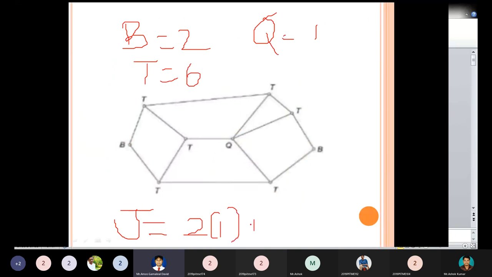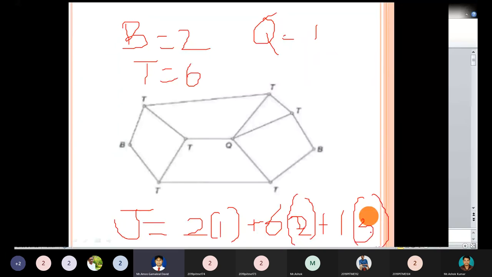Plus ternary. How many ternary are there? Six into ternary's value, which is two, because each ternary joint is taken as two binary joints. Do you understand? Each ternary joint should be considered as what? Two binary joints. So the value of ternary is two. Then the value of quaternary is three. Do you understand?